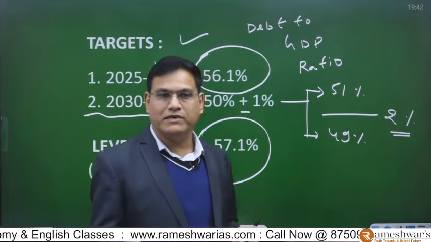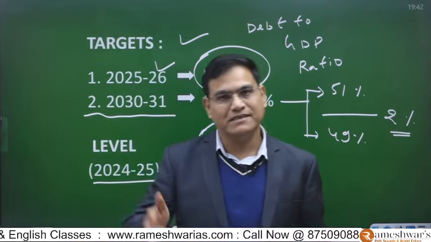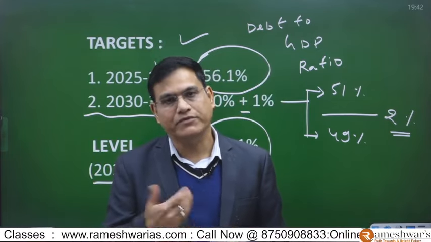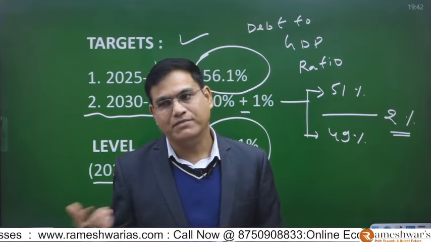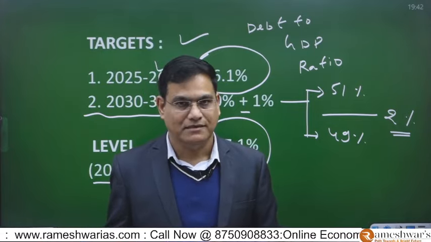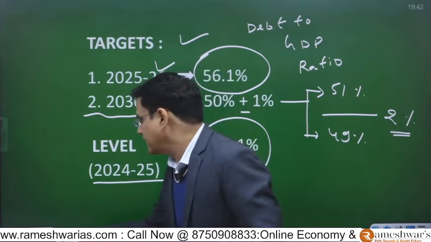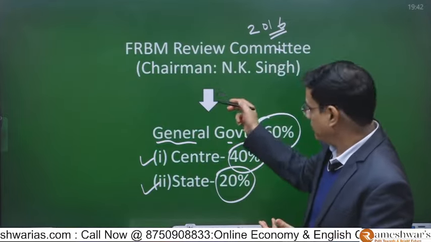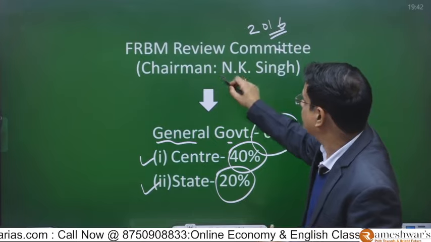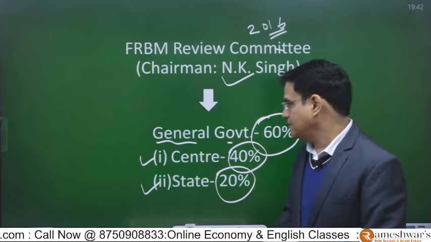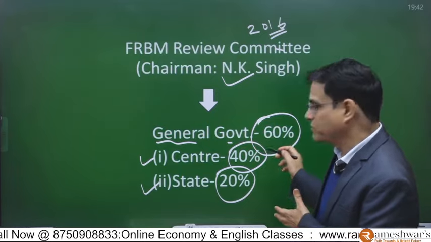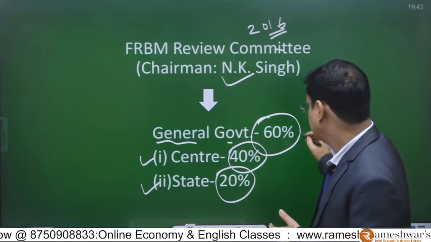Next, we have to look at a committee's recommendations, and this committee is called the FRBM Review Committee, which was chaired by Honorable N.K. Singh sir. So what are the guidelines given by this committee? According to the FRBM Review Committee chaired by N.K. Singh sir, general government debt to GDP ratio shouldn't exceed 60%, they said.